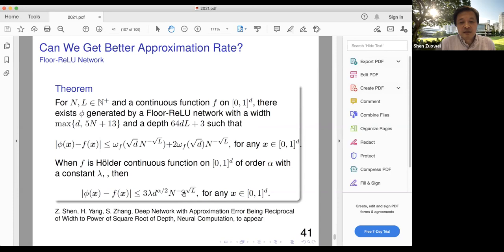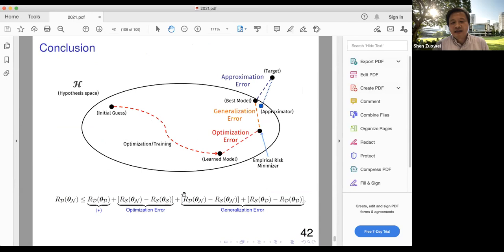To summarize, to conclude what I'm talking about here: if you want to understand supervised deep learning neural networks, the key is to control three errors. One is optimization error, one is generalization error, and one is approximation error. In our proof, theoretically, we construct an approximator if you have a function. Through this approximator, you know the error bound, because this error will be smaller than this error. Also, this error is not far away from this error, because this is almost optimal.